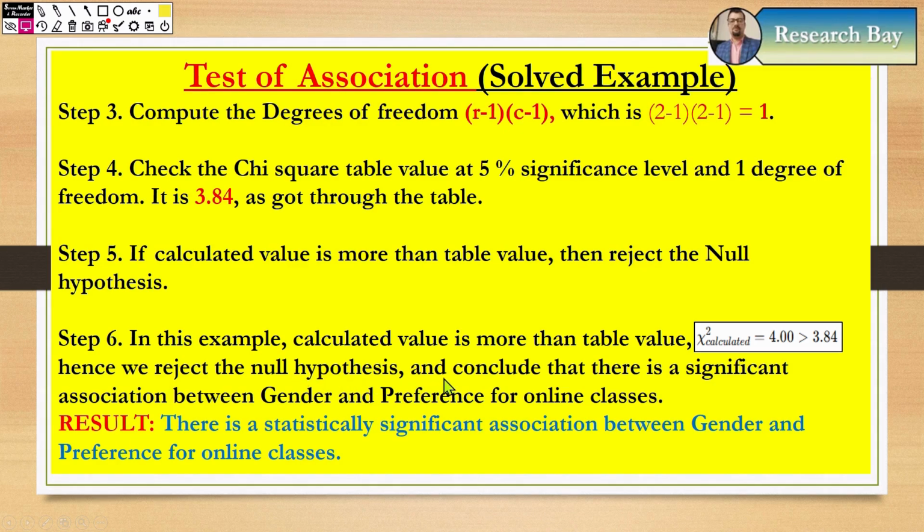So we reject the null hypothesis and conclude that there is a significant association between gender and preference for online classes. So the result comes out to be there is a statistically significant association between gender and preference for online classes. So that is how you do both the chi-square tests. One is chi-square test of goodness of fit and the other is chi-square test of association. I hope this video was quite informative and you have learned a lot. Now you can easily do the calculations manually.